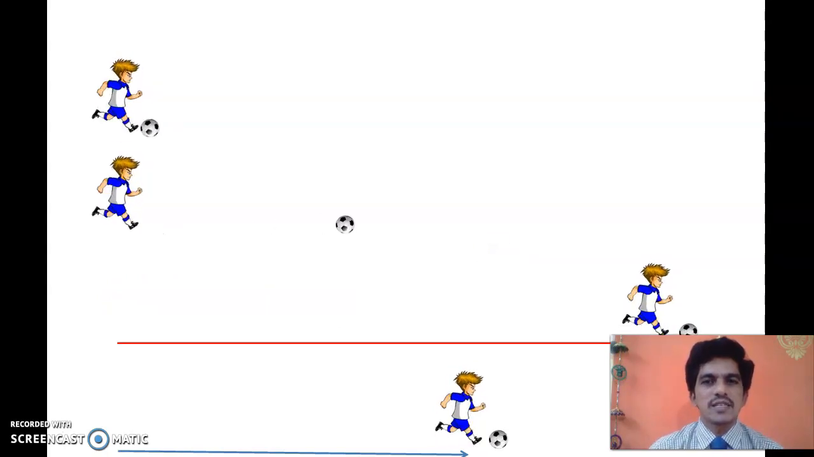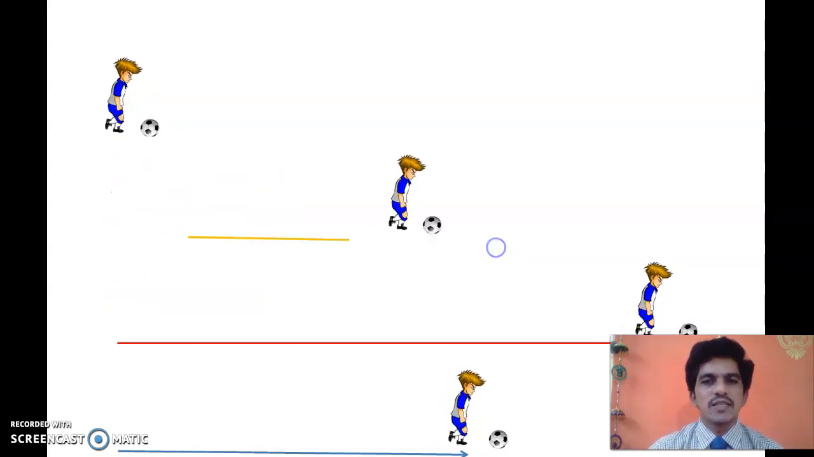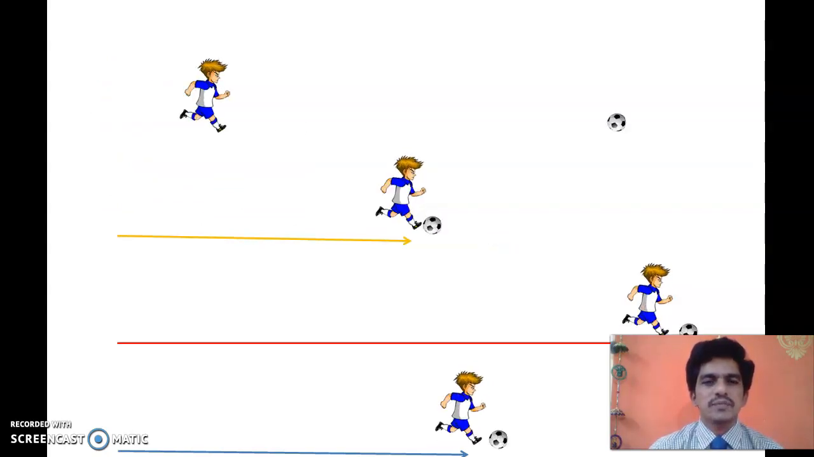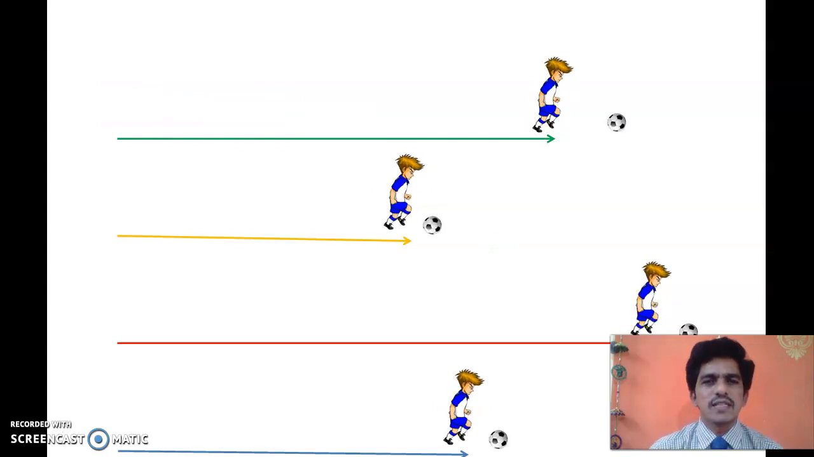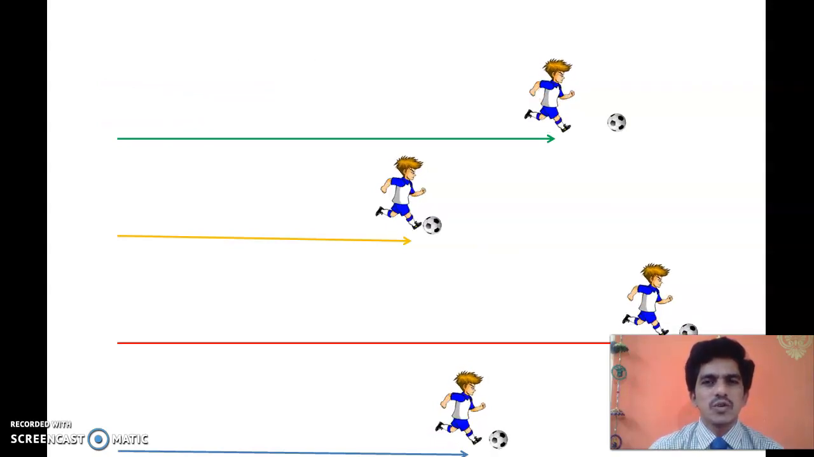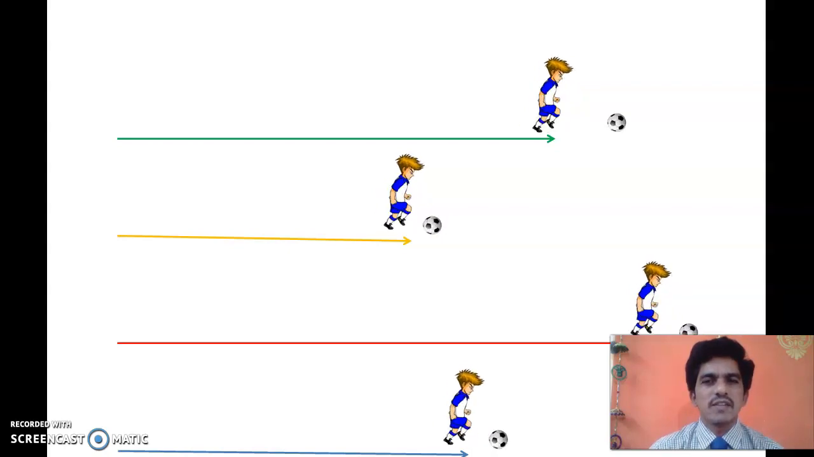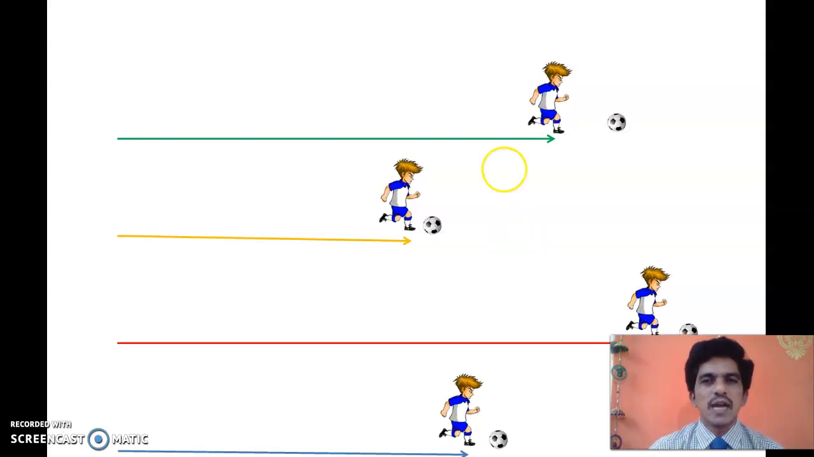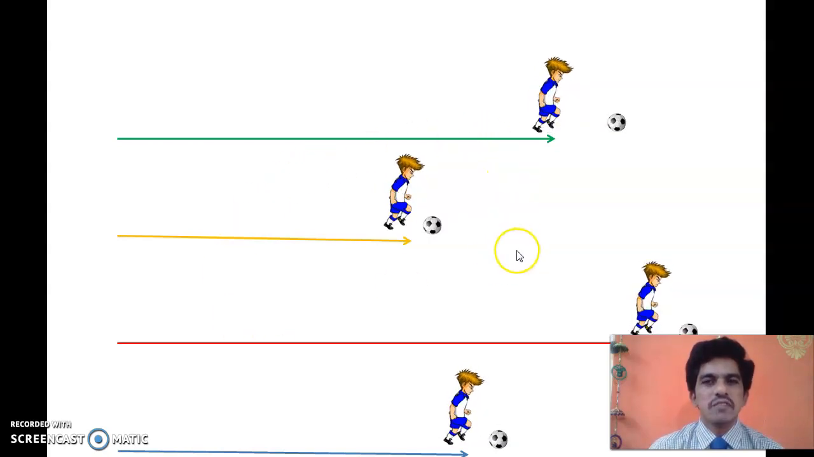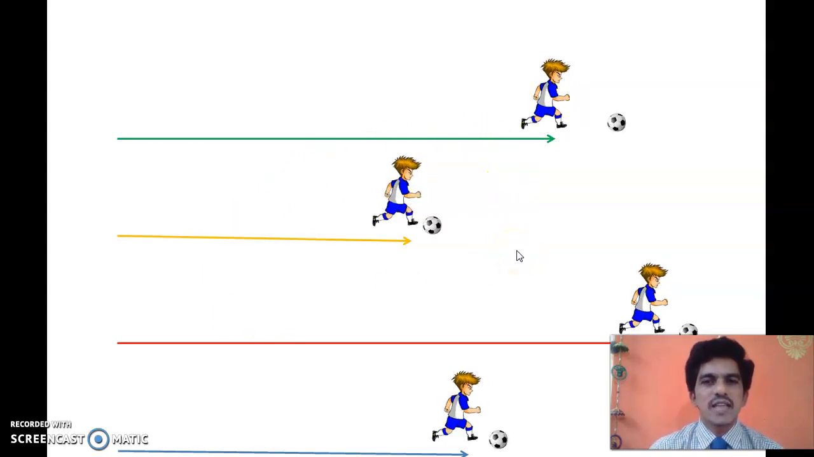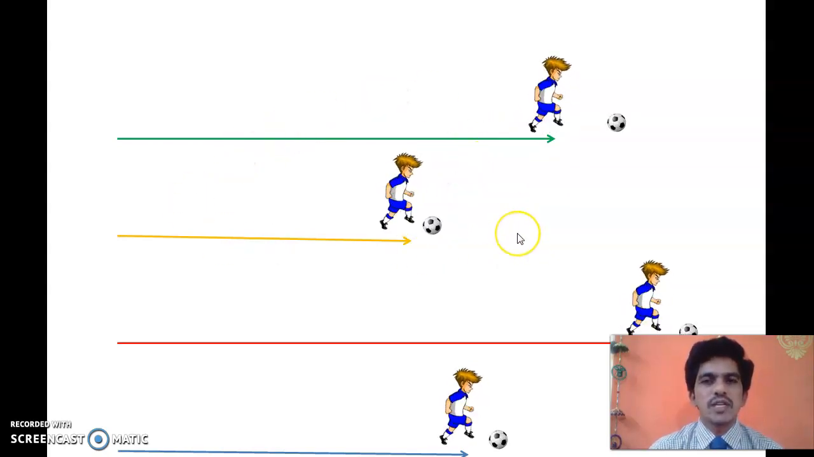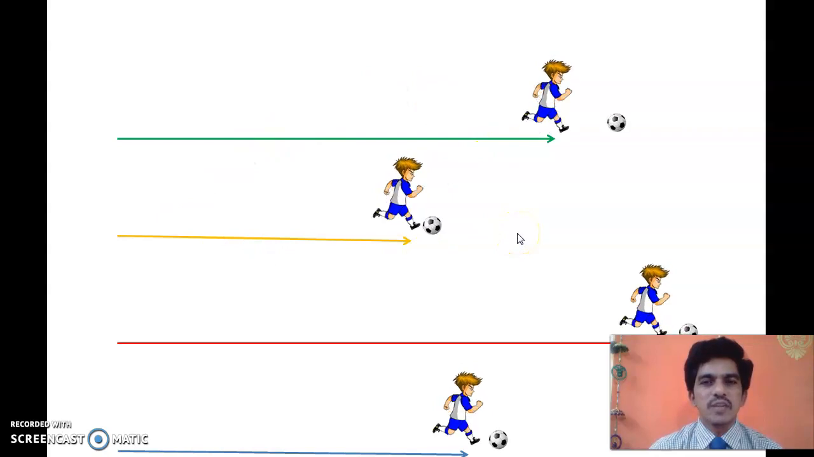And in the third case, he has kicked the ball like this and the distance covered is in yellow. And in the fourth case, he has kicked the ball like this and the distance traveled is shown in the green color. So they all have been given equal time to play this football, and by just looking at this, which color student has traveled more distance? Yes, the red one.